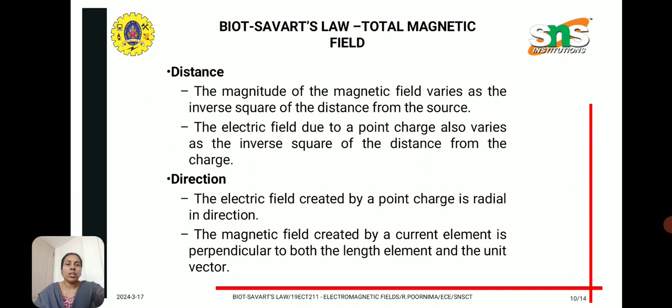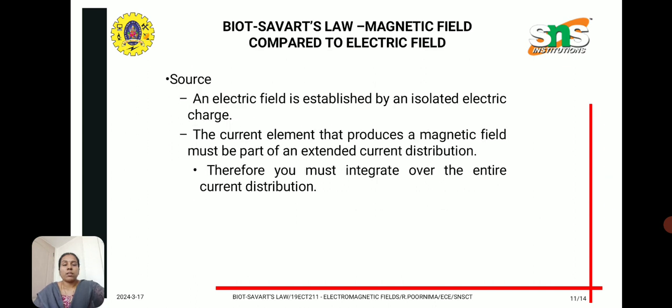In Biot Savart law, it is noted that the magnitude of the magnetic field varies as the inverse square of the distance. Electric field due to a point charge also varies as the inverse square of distance. The electric field created by a point charge is radial in direction. The magnetic field created by a current element is perpendicular to both the length element and the unit vector. So in comparison to electric field, the source of the electric field is the isolated electric charge and the source of the magnetic field is the current element.